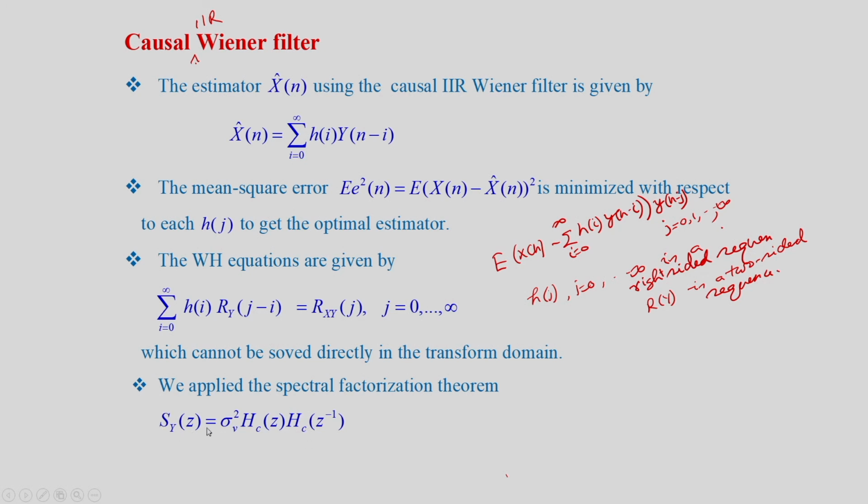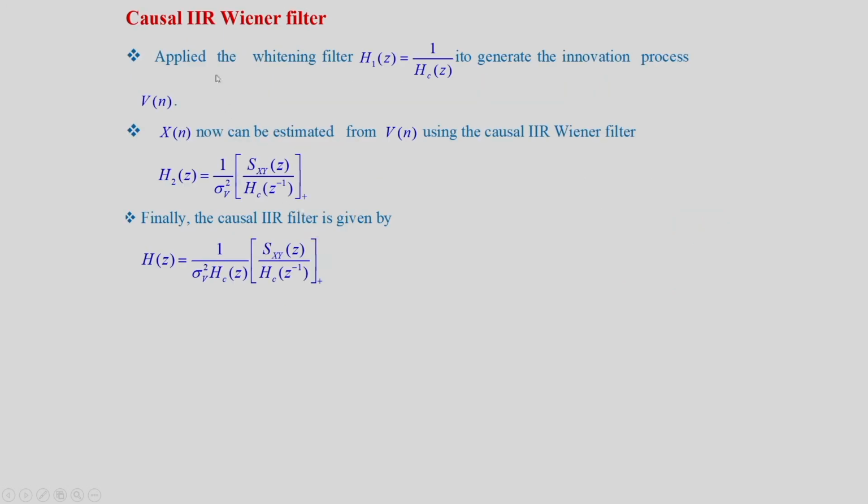Now, we will apply the spectral factorization theorem to the power spectral density of y, that is S_y(z) equal to sigma_v square times H_c(z) times H_c(z inverse). So, we will use this relationship to get a whitening filter. Apply the whitening filter H_1(z) equal to 1 by H_c(z) to generate the innovation process. Suppose this is my y(n), pass it through 1 by H_c(z), that is the innovation filter or whitening filter, to get the innovation sequence.